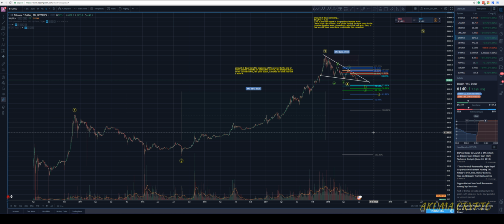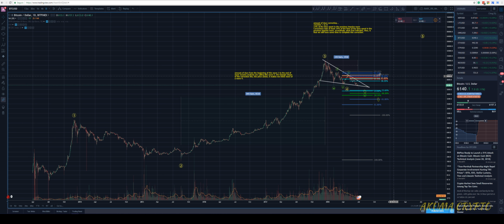What is the amount of time that we have spent in this correction? 193 days. In relation to the amount of time that Bitcoin spent in this impulse, that is 33%. Usually we tend to spend at least 24%. So what that means is that I think we are going to see a little bit more time spent in this correction.